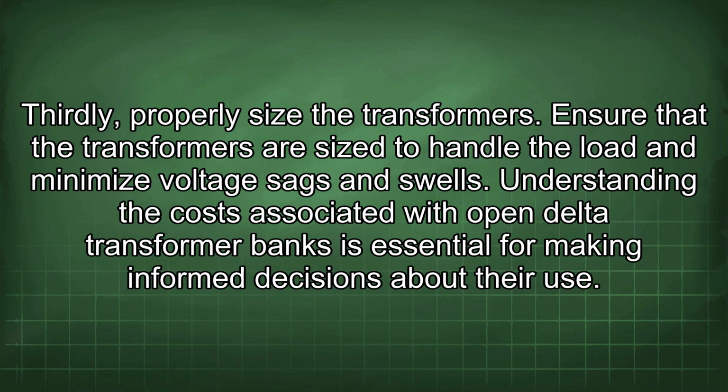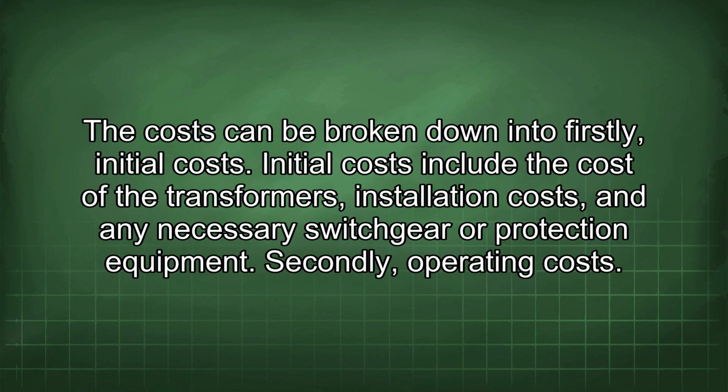Understanding the costs associated with open delta transformer banks is essential for making informed decisions about their use. The costs can be broken down into, firstly, initial costs. Initial costs include the cost of the transformers, installation costs, and any necessary switchgear or protection equipment.